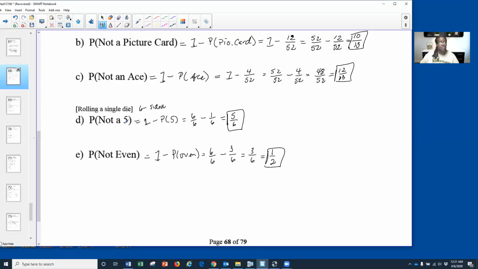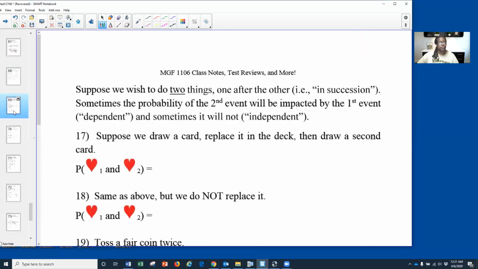There we go, problem number 17. All right. Suppose we wish to do 2 things, one after the other. In other words, in succession. Sometimes the probability of the second event will be impacted by the first event. This is called dependent. And sometimes it will not. This is called independent.